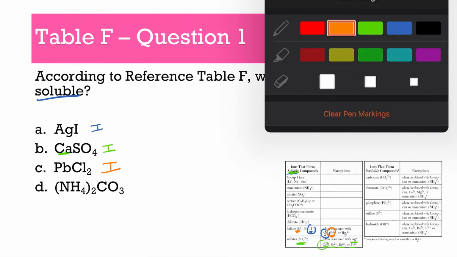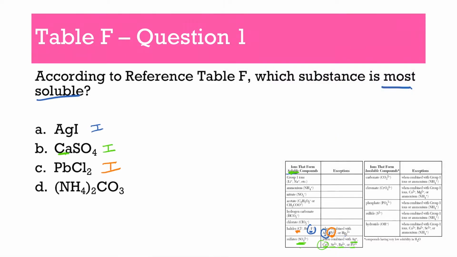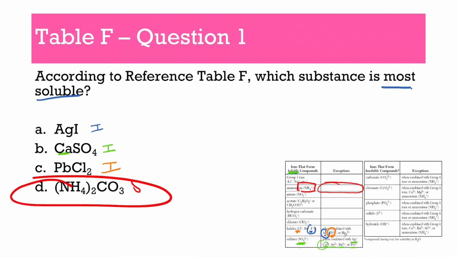So by process of elimination, you can definitely go with D, but let's just work this one out. So NH4CO3, NH4 is always soluble, and there are never any exceptions. So that is your soluble. That's the one that's different. Therefore, D is going to be your answer.